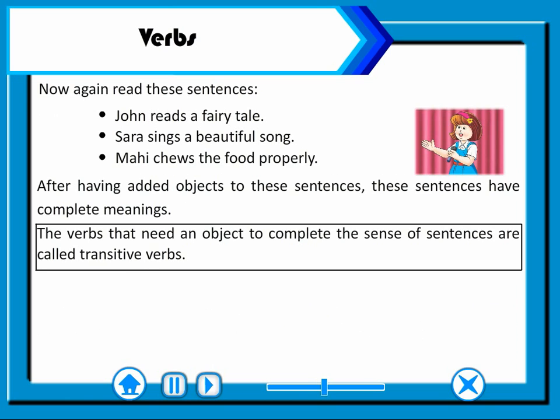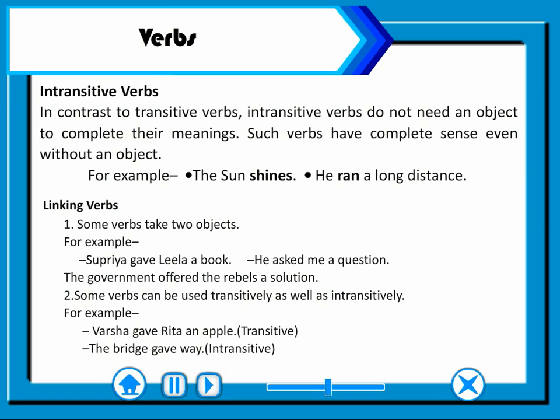John reads a fairy tale. Sarah sings a beautiful song. Mahi chews the food properly. After having added objects, these sentences have complete meaning. The verbs that need an object to complete the sense of sentences are called transitive verbs.